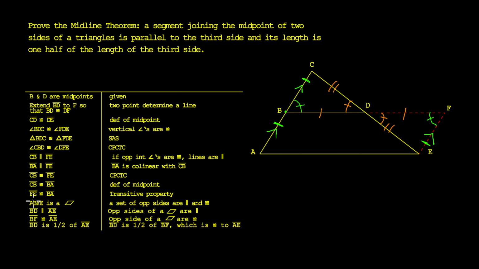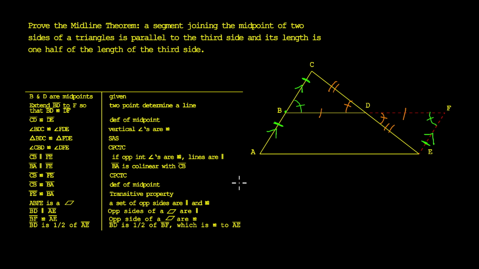And now we will go to here. ABFE is a parallelogram because a set of opposite sides are parallel and congruent. BA is parallel to FE, and also BA is congruent to FE. As you most likely know by now, if a quadrilateral has a pair of opposite sides that are both congruent and parallel, that quadrilateral is a parallelogram.